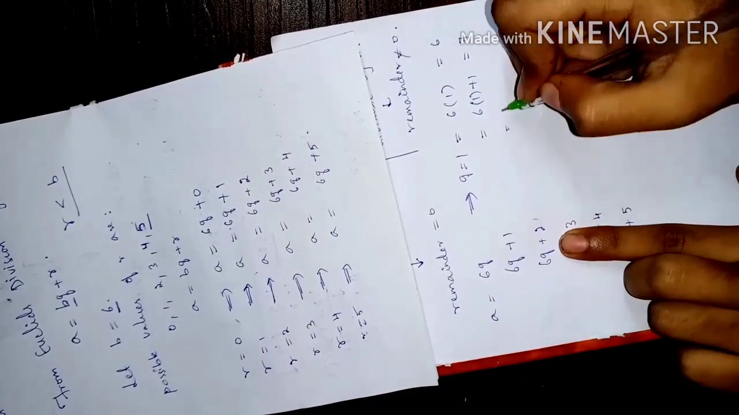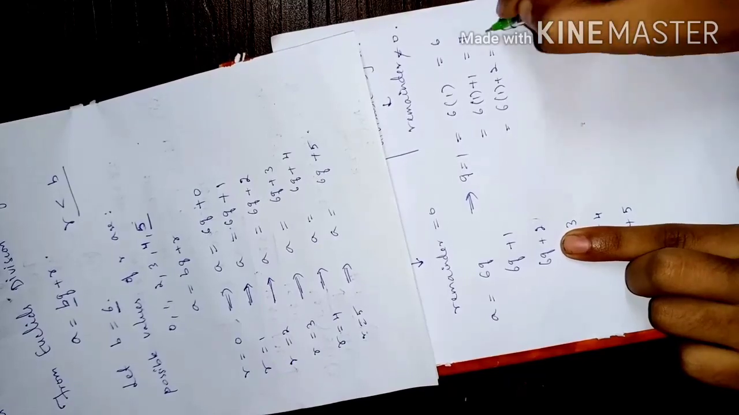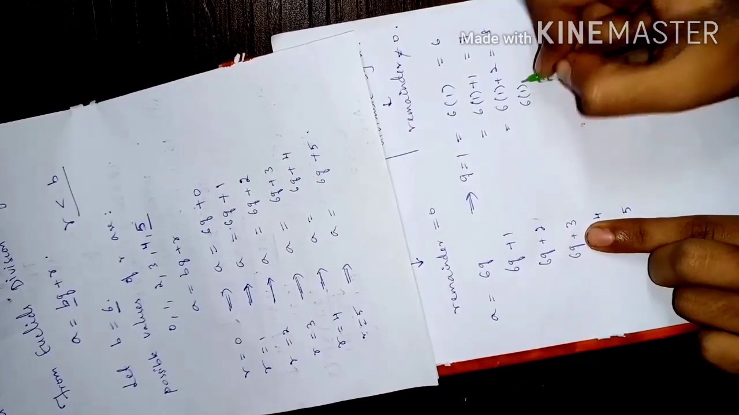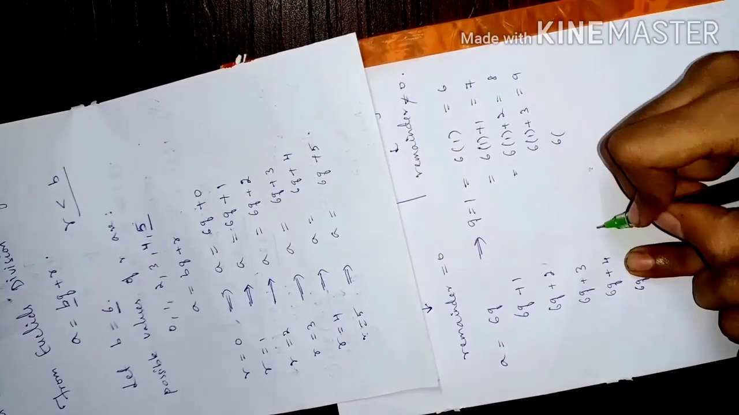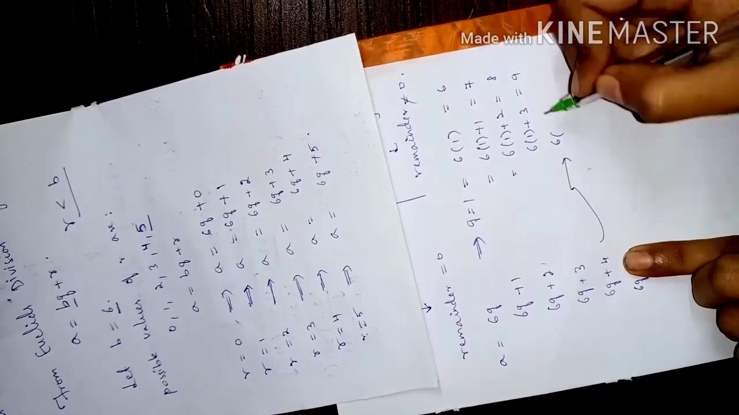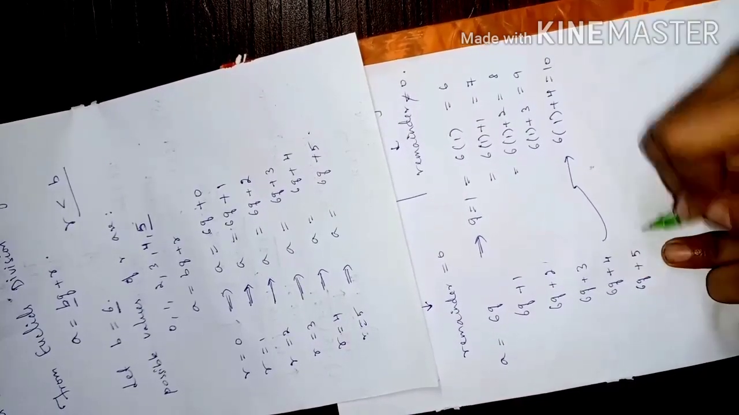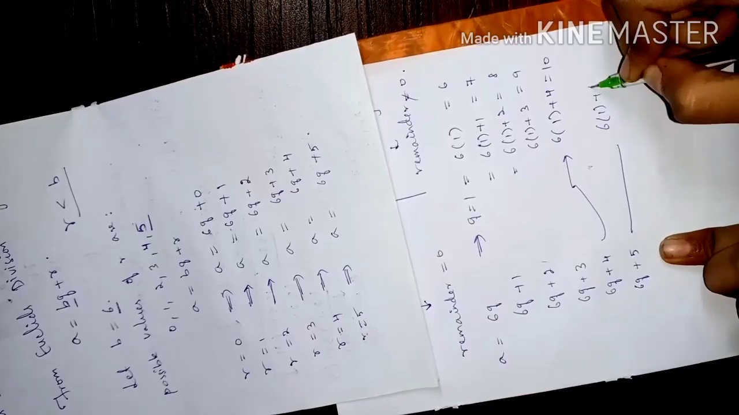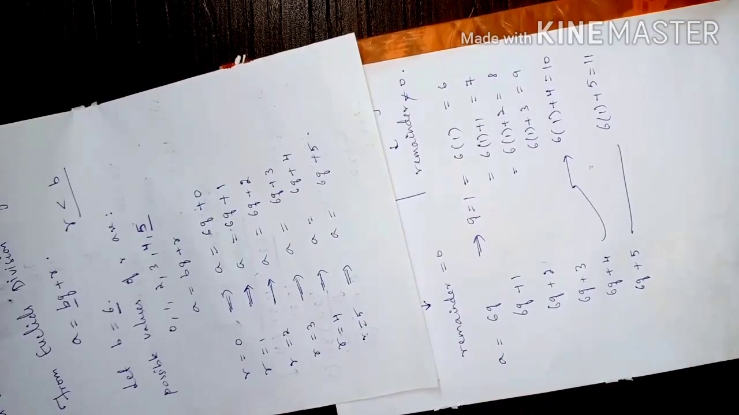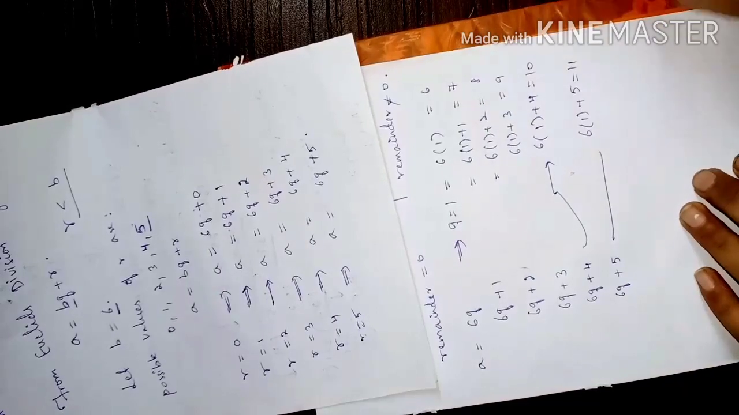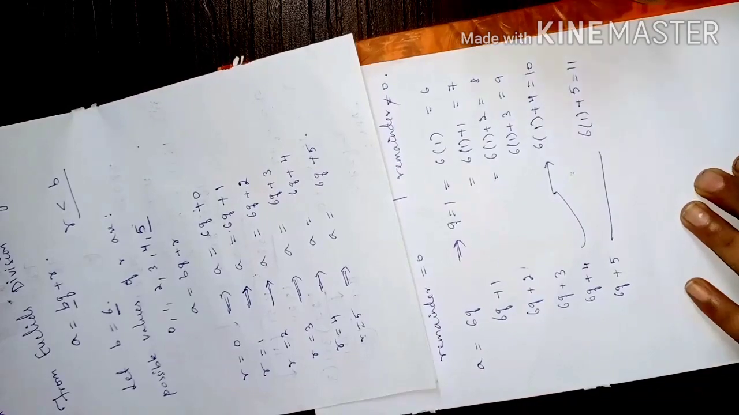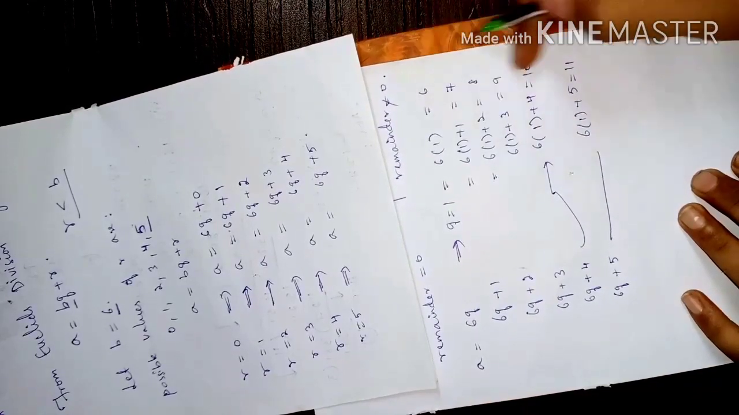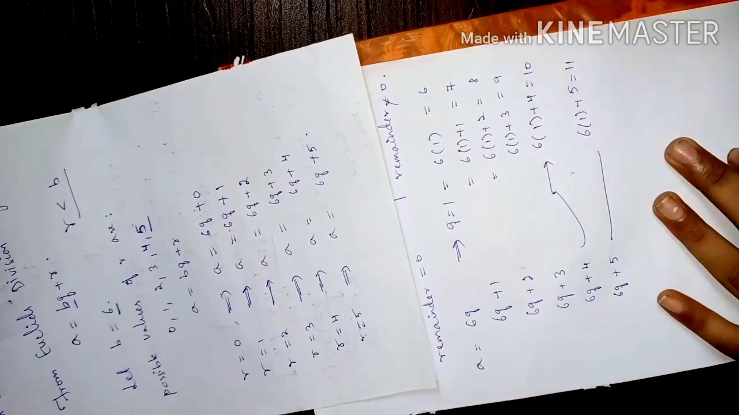6 into 1 plus 2 is 8. 6 into 1 plus 3 is 9. 6 into 1 plus 4 is 10, and 6 into 1 plus 5 is 11. Now you have to find which is odd among these. It's simple, friends. We all know the 2 table, so whichever number is present in the 2 table is even, and the others are odd.